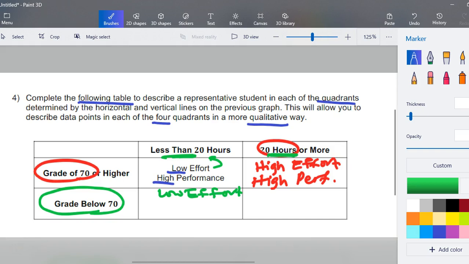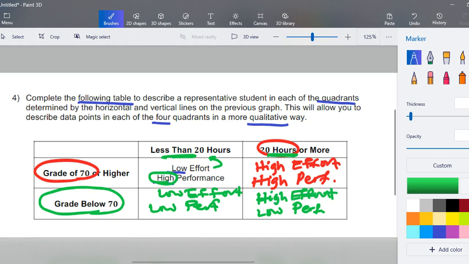And now we are below 70, so we're not high performance anymore. We're now going to be low performance. But if we move over to this side, we are still below 70, so we are still low performance. But this student studied 20 hours or more, so they have high effort.